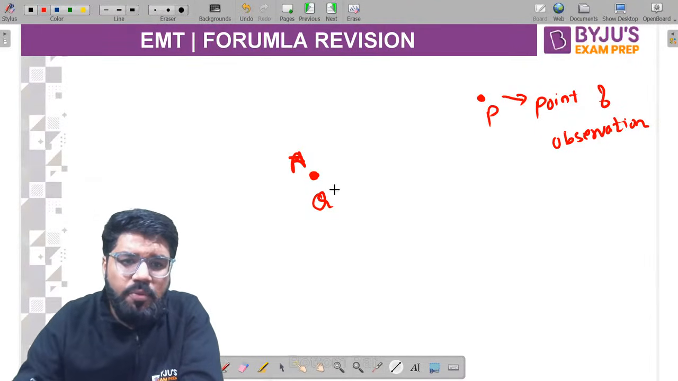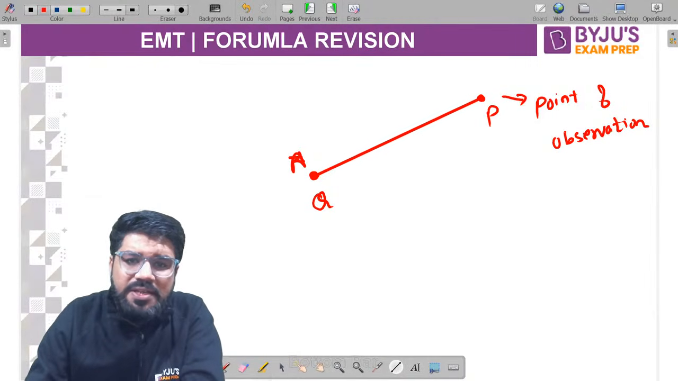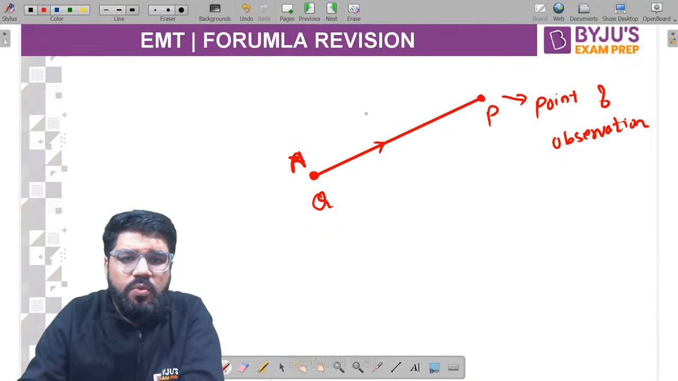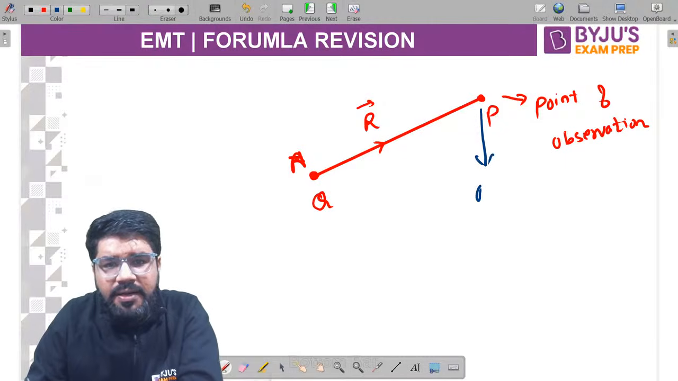I will call it the point of observation. What is the electric field at the point A? Let us say this is my intent. What is the electric field at the point P, at the point of observation, that is to be measured.